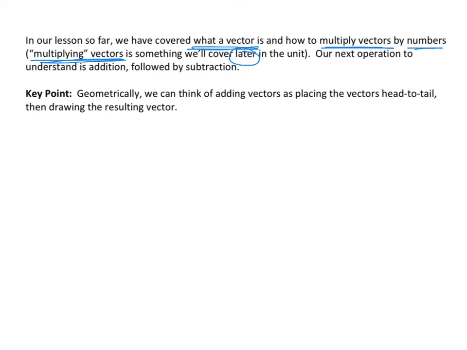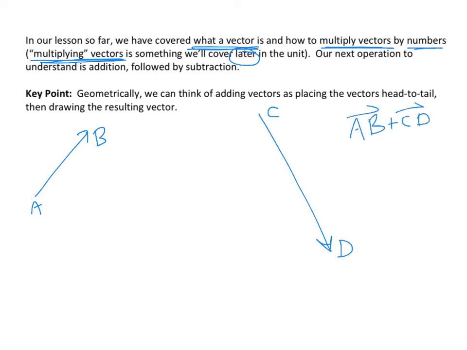So because this lesson is about thinking about this geometrically and diagrammatically, I want to start with a key point about that. Geometrically, we can think about adding vectors as placing vectors head to tail and then drawing the resulting vector. So let's say, for instance, that this is what vector AB looked like, and this is what vector CD looked like. And somebody said, hey, what's AB plus CD? Okay, what you would do is you would just imagine, okay, well, here's what I'm going to do. I'm going to start at A, and I'm going to follow that thing up to B.